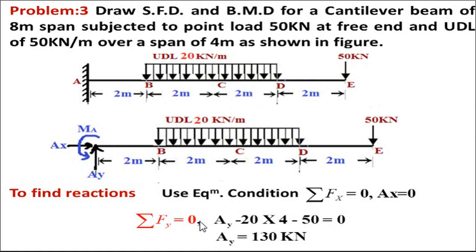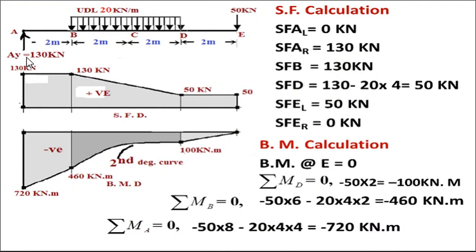Take Fy equal to 0. Fy equal to 0 means plus AY minus this 20 into 4 minus 50 equal to 0. So you will get AY equal to 130 kN. After getting AY as 130, you can draw the SFD. Plus 130 in the upward direction, no load from A to B, horizontal line. So plus 130 minus 20 into 4, you will reach this particular point. Plus 130 minus 20 into 4 means 80. Plus 130 minus 80 means it is 50.